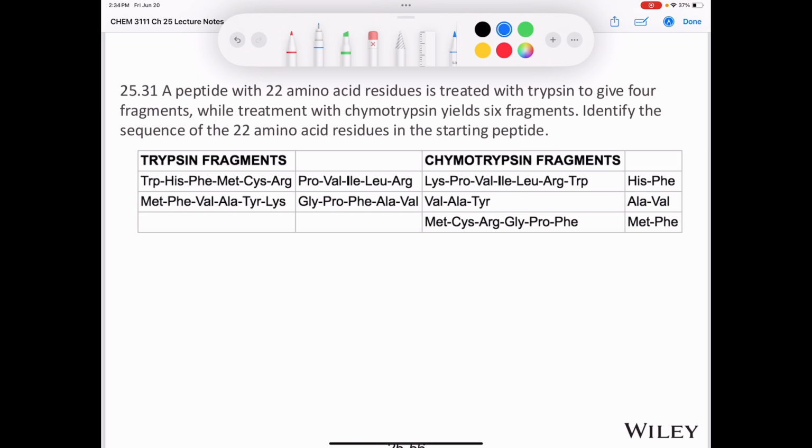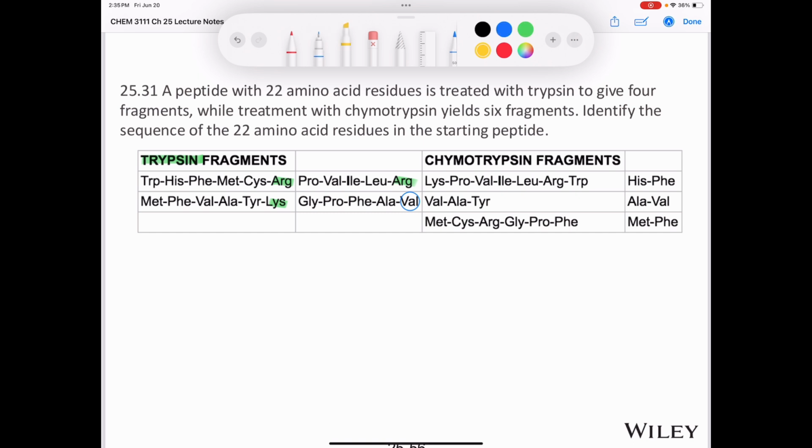Okay, so a peptide with 22 amino acid residues is treated with trypsin to give 4 fragments, while treatment with chymotrypsin yields 6 fragments. Identify the sequence of the 22 amino acid residues in the starting peptide. So if we start with the trypsin, remember trypsin is going to cleave arginine on the carboxyl end and lysine. And so that tells us that valine, this one here, must be the C terminus. So we're able to figure out what the C terminus is very quickly in this case.